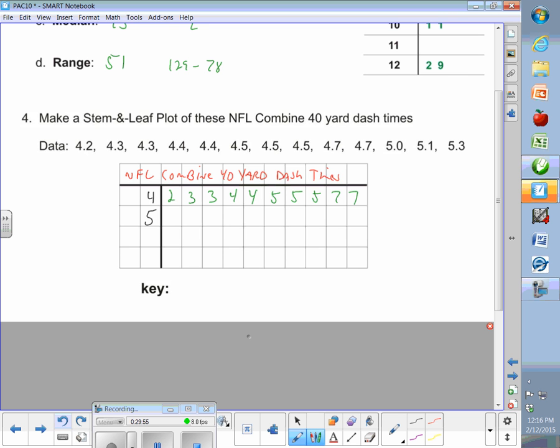And then our 5s are just a 0, a 1, and a 3. And remember, we're lining up our columns, correct? We are lining up our columns. In this kind of a scenario, you always want a key, because the key really is going to help somebody to know, is their time 42 or is their time really 4.2? You definitely want a key.